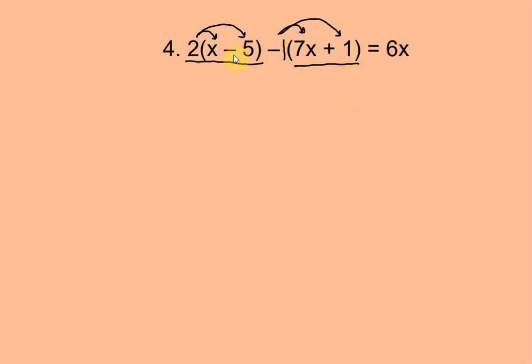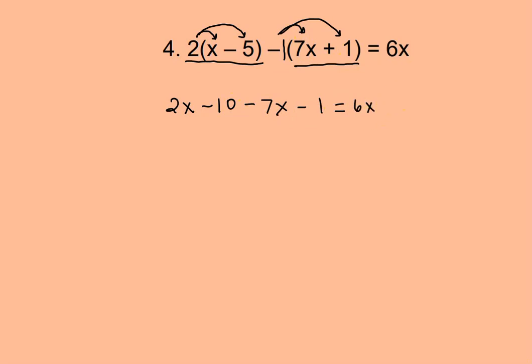All right, so 2 times x is 2x. 2 times negative 5 is negative 10. Negative 1 times 7x is negative 7x. And negative 1 times positive 1 is minus 1.